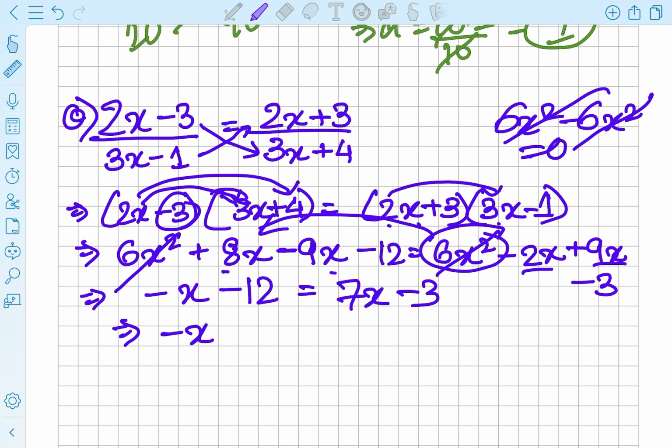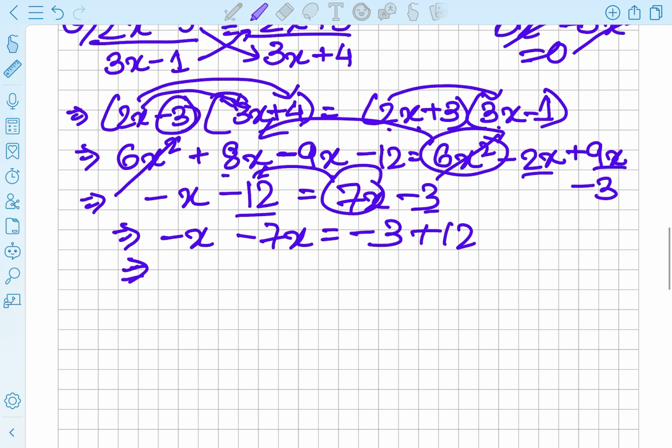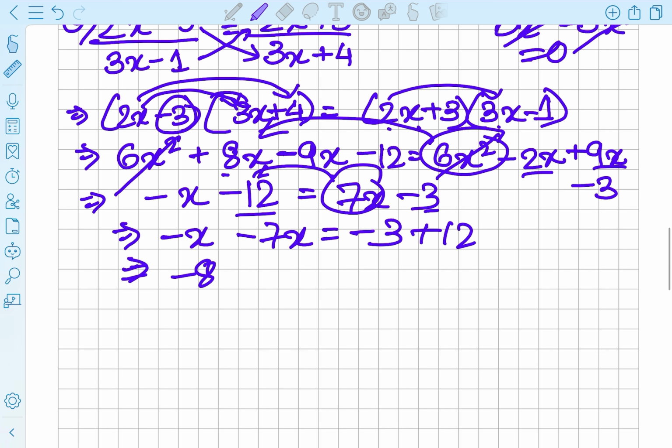Now bring all the x variables this side and all the numbers that side. Okay, here we have the minus x, let's bring it here. So we'll have minus 7x. Here we have minus 3, let's bring this minus 12 there, so we'll have plus 12. So we are having minus 8x obviously, right? And here we will have 9.